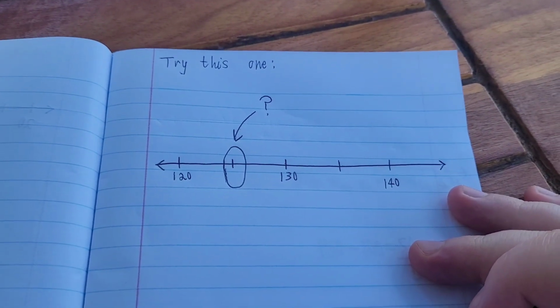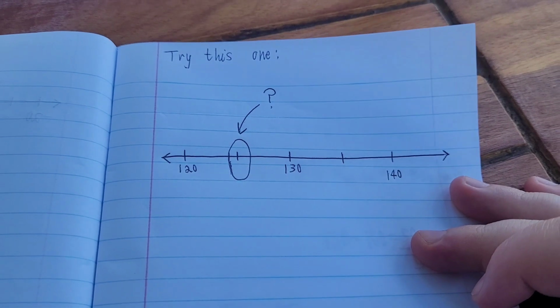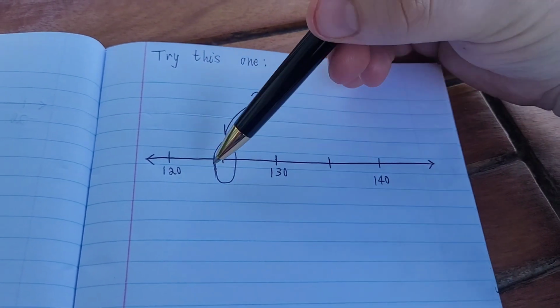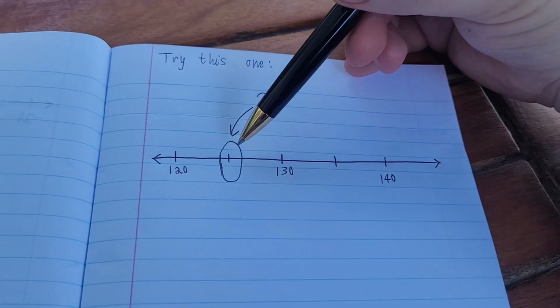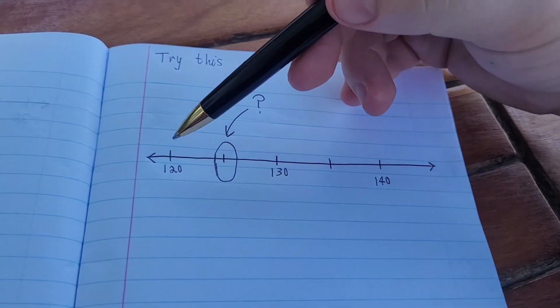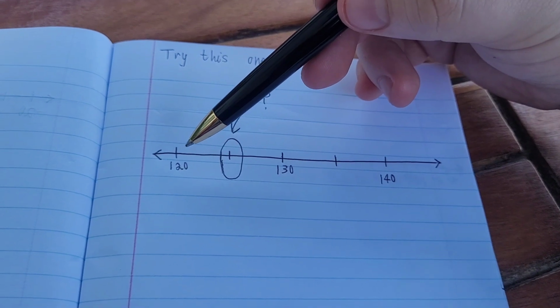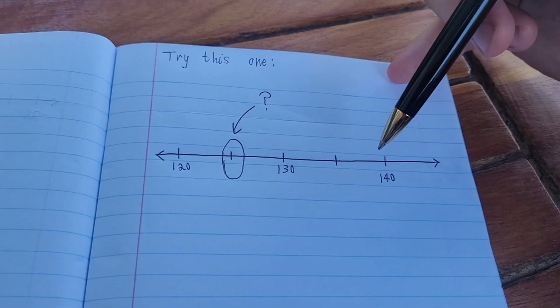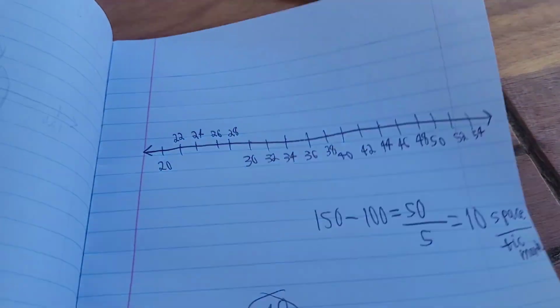With that in mind, I would like you to try this one. And I'll send you a picture of this. Can you please tell me what number the arrow is pointing to on this number line? Starting at 120, 130, 140. Good luck and thank you.